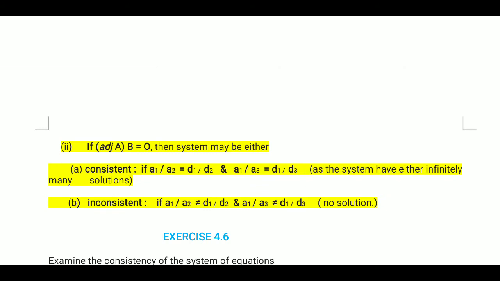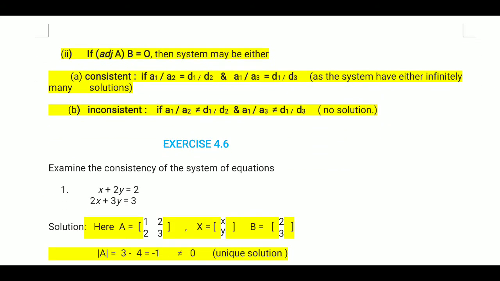And in this case there is another condition also. The system will be inconsistent, meaning it has no solution, if a1 upon a2 is not equal to d1 upon d2 and a1 upon a3 is not equal to d1 upon d3. This is the no solution case, so the system is inconsistent.